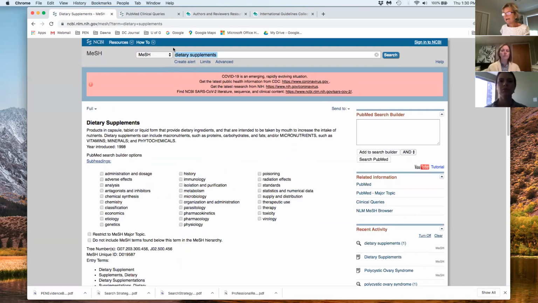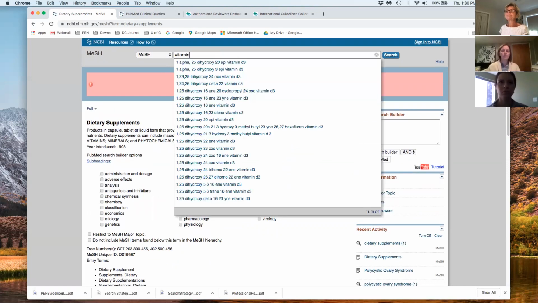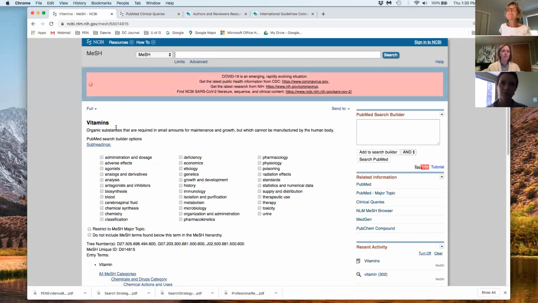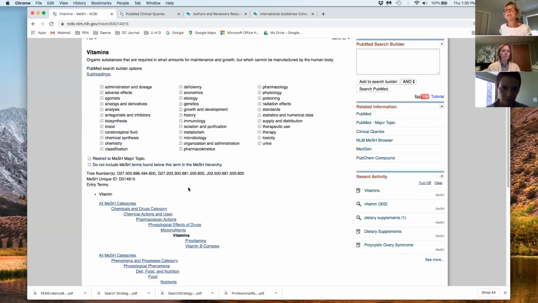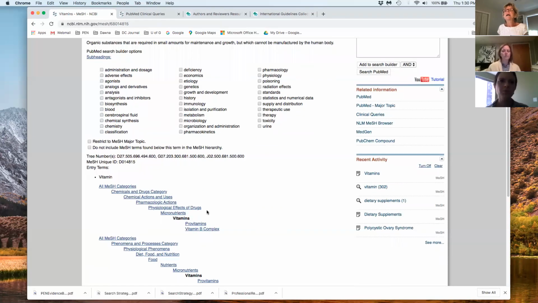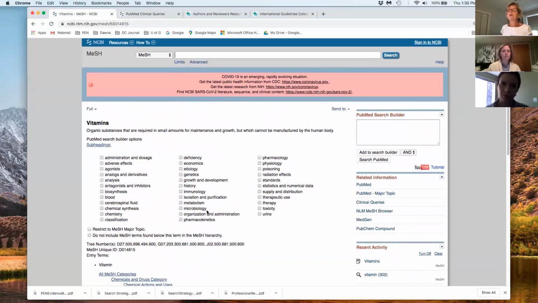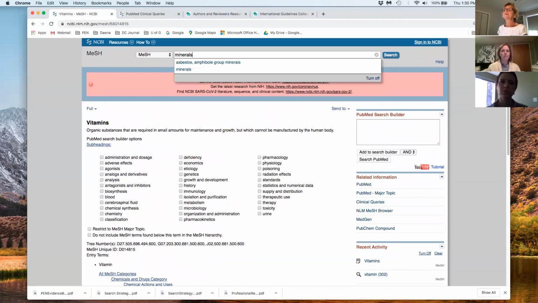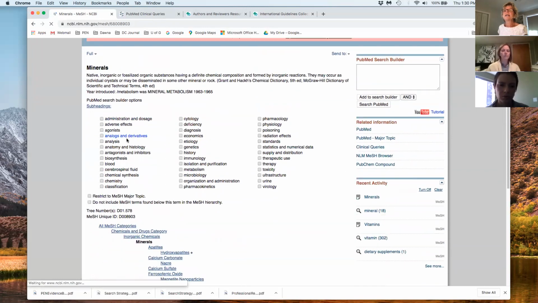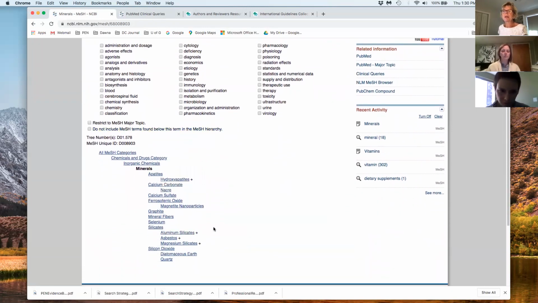So we want to make sure we capture vitamins. If we do a search on vitamins, it does show up as a MeSH term, so that would be another good MeSH term to include. It's not listing all the specific vitamins. It might be more appropriate to look at a specific vitamin. You could start very broad though with vitamins, and similar with minerals. Minerals is another MeSH term, and you can see that there are several minerals listed in here.